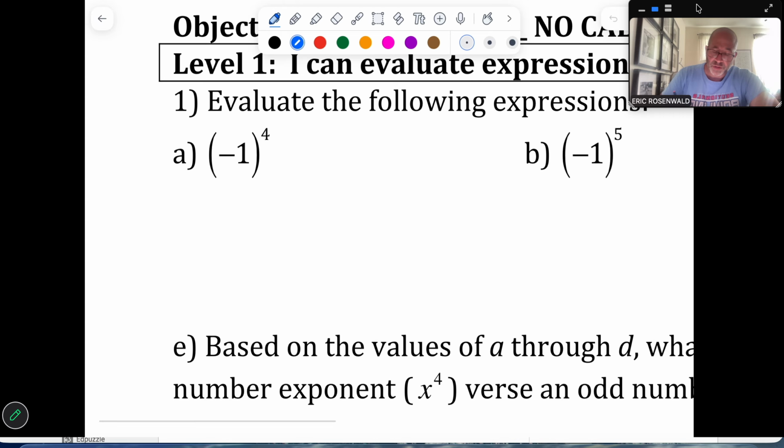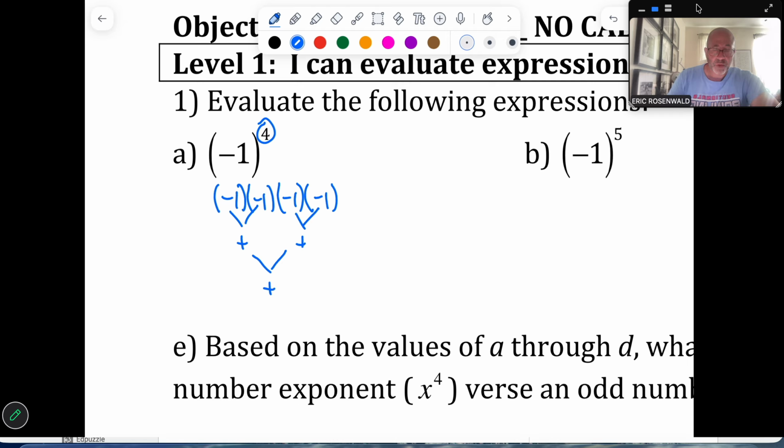When we see -1 to the fourth power, think about what this means. This implies we're taking -1 and multiplying it out 4 separate times. If I have a negative times a negative, that's going to turn into a positive. If I have a negative times a negative, that's going to turn into a positive. So when we multiply two positives together, the overall answer is going to be a positive. Now ignoring the signs, 1 times 1 times 1 times 1 means my answer is just going to be a positive 1.